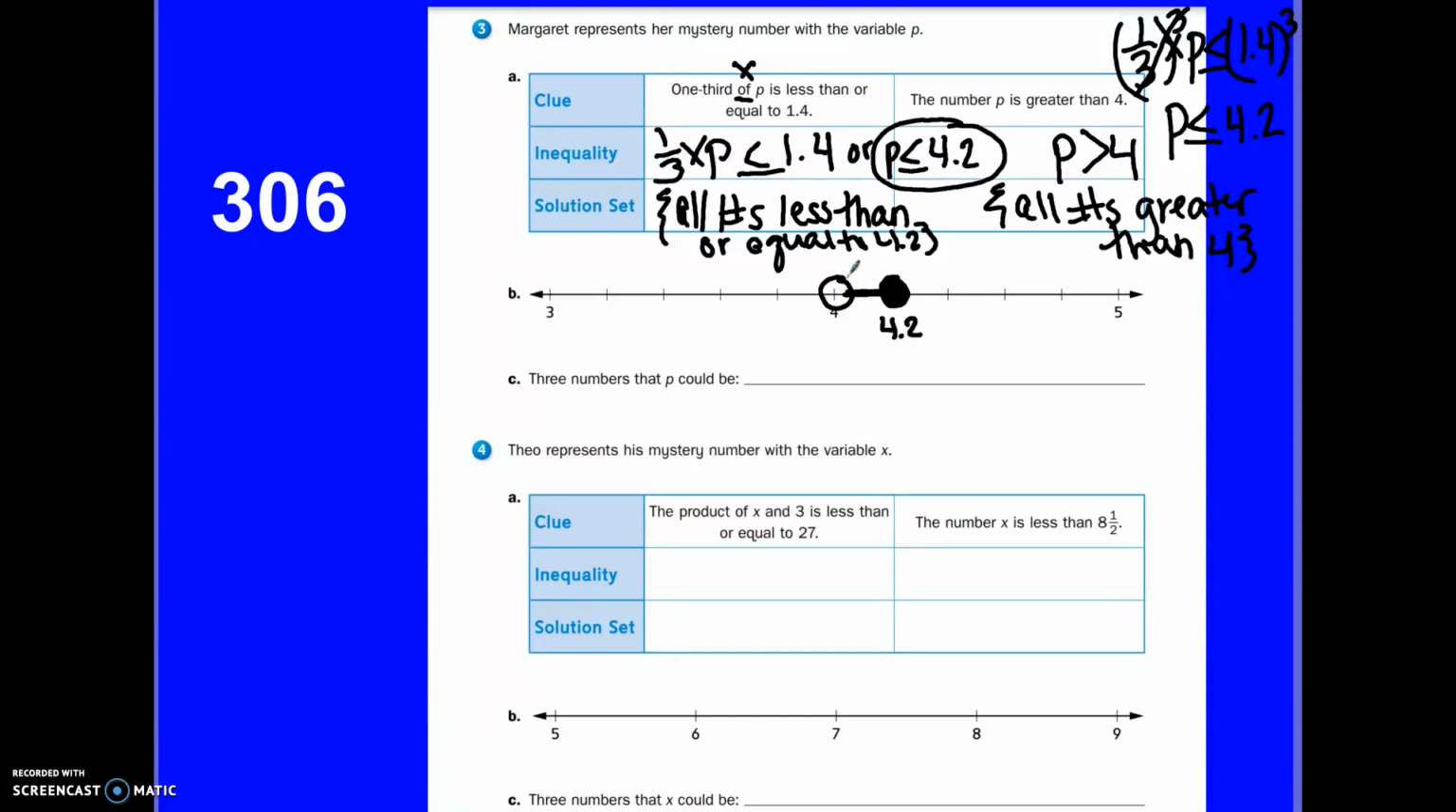here. So the three possible numbers that p could be would be 4.1, 4.04, or 4.14, along with several others.